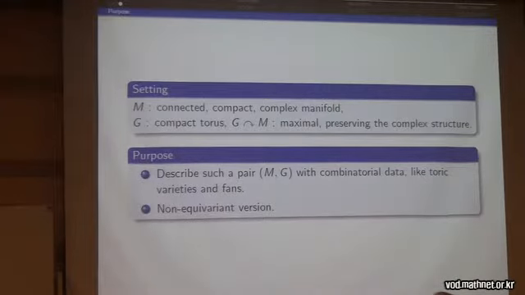I also would like to talk about the non-equivariant version, I mean classification of such manifolds up to biholomorphisms, not equivariant biholomorphisms.